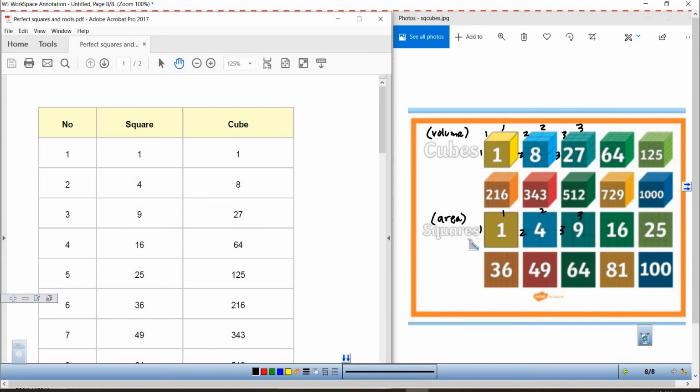cube. So squares are two-dimensional, cubes are three-dimensional. All right, a square number is the area of a square with that as its side. A cubic number is the volume of a cube.